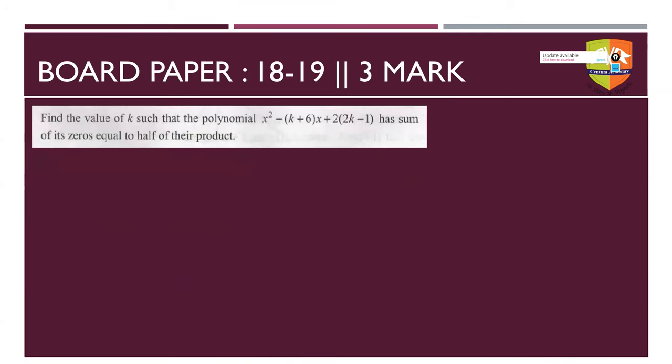This one, 3 marks. Find the value of k such that polynomial x square minus k plus 6x plus 2k minus 1 has sum of its zeros equal to half of their product. Achha, just this thing. Anish, is there Anish? Anish, are you there? Yes, sir.